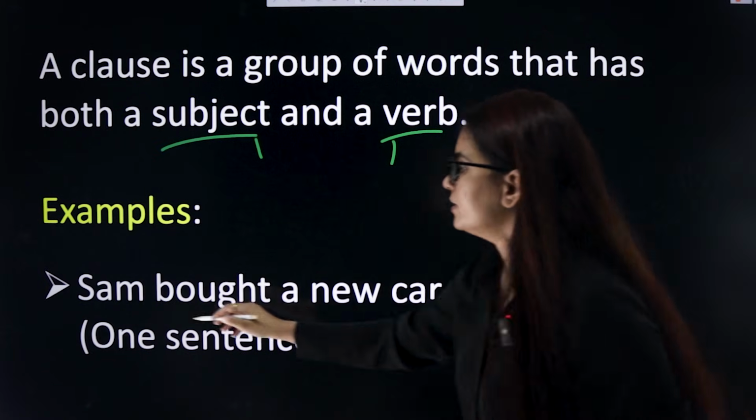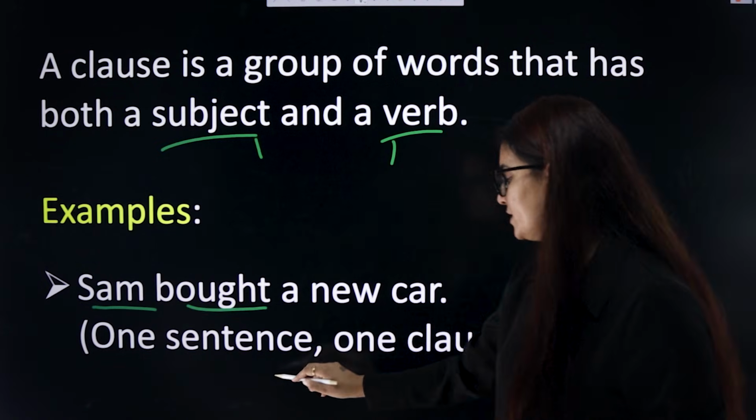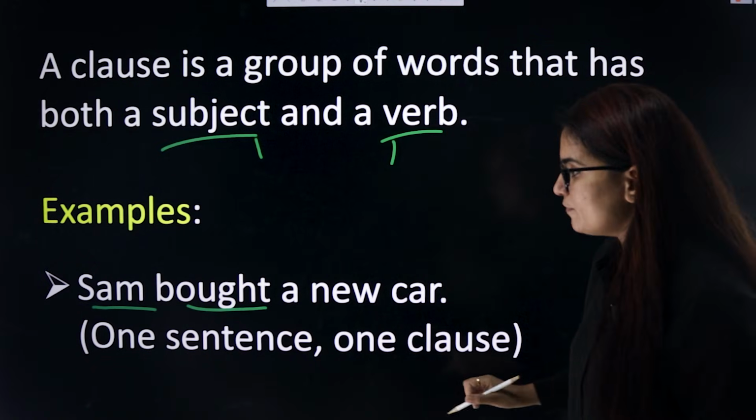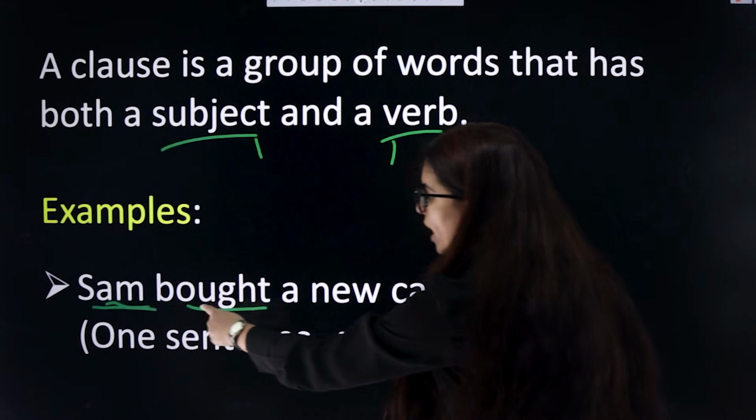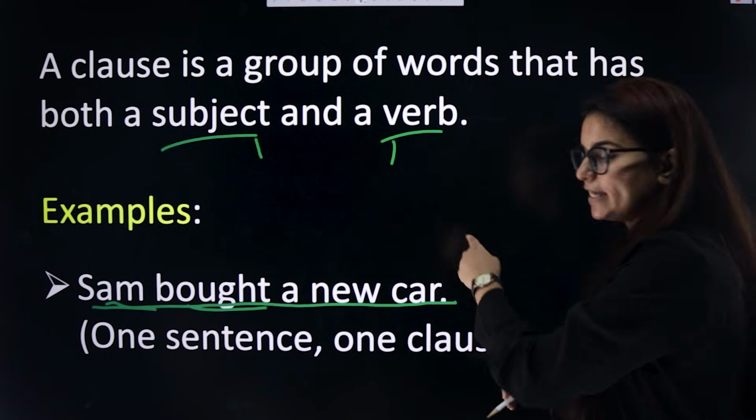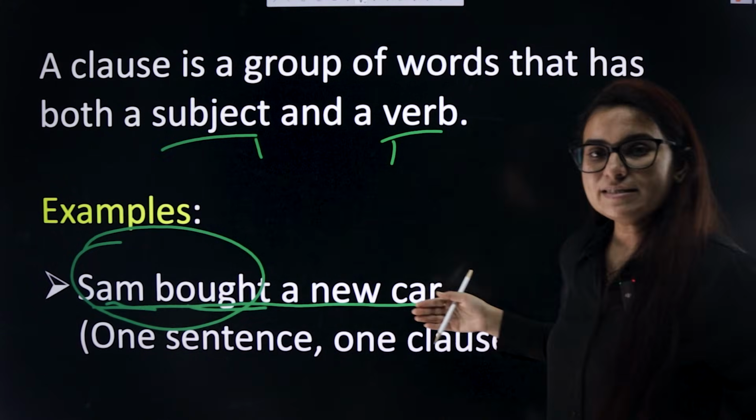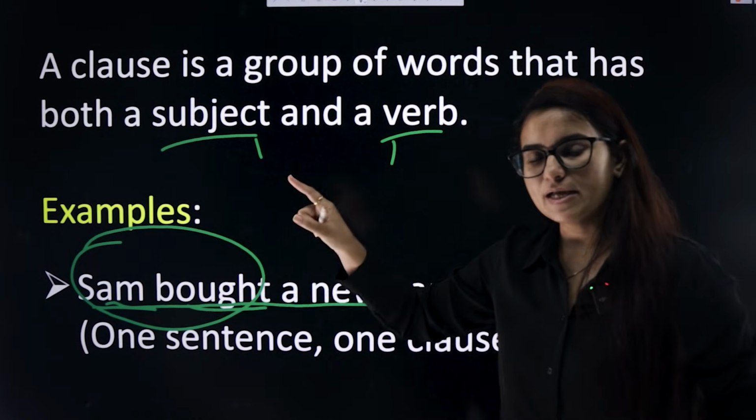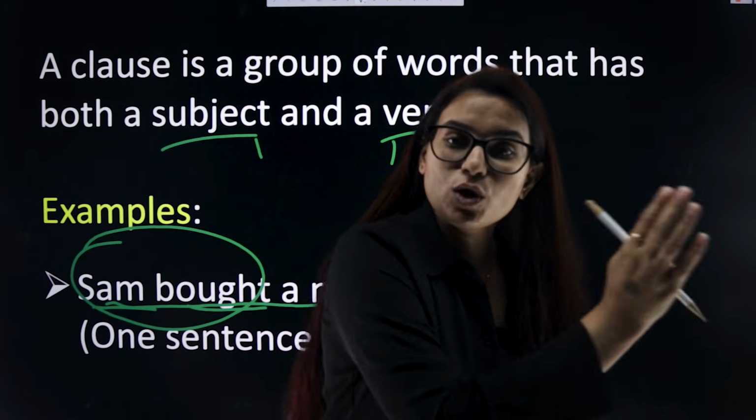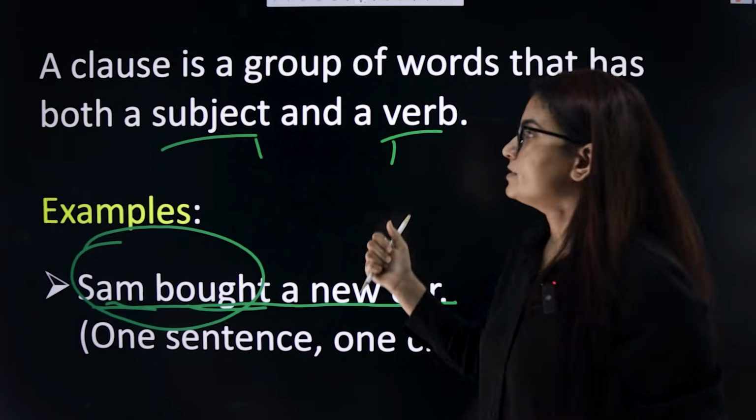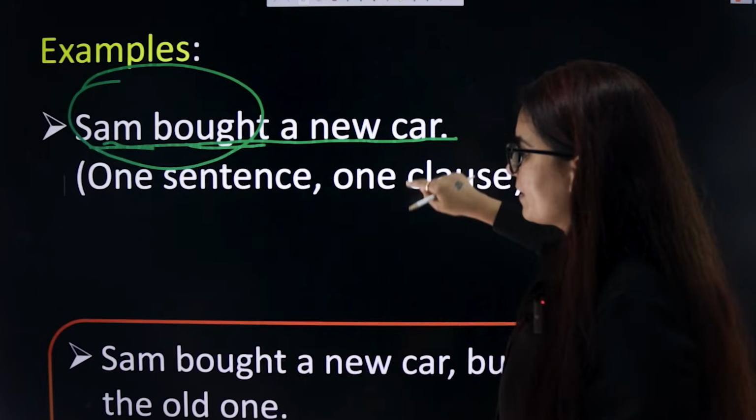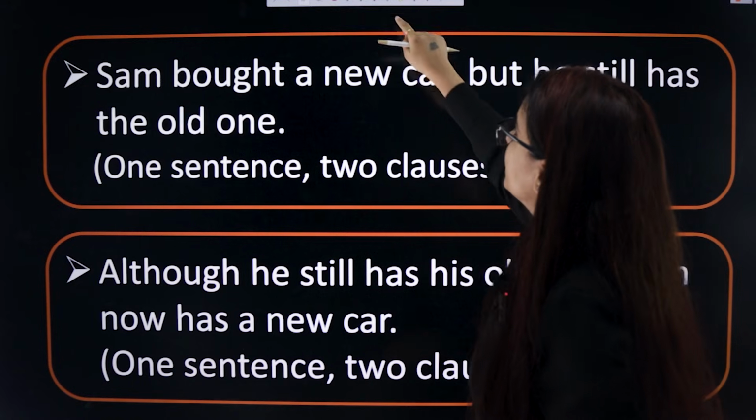Sam bought a new car. Subject, verb. This becomes a clause. In this, if you notice carefully, this is one sentence. In this sentence, we have a clause. One sentence, one clause. Is that clear? If you have doubts, please watch the video again. You will be able to understand it. Let's move on. We have two more examples on your screen.